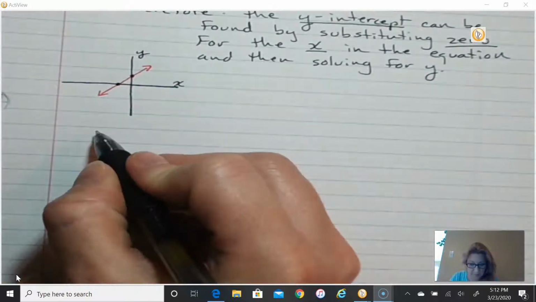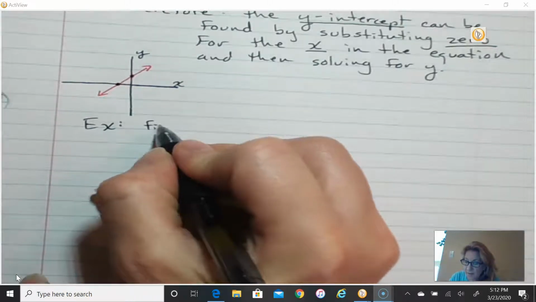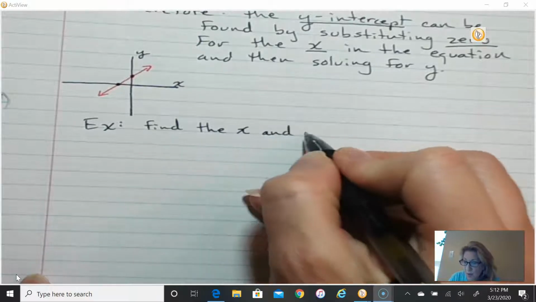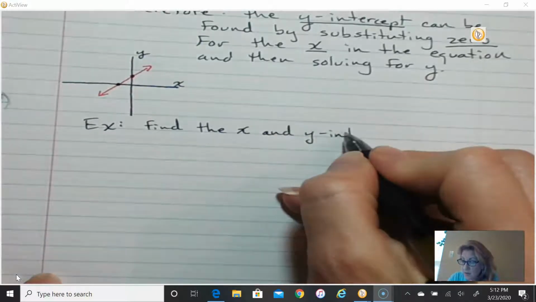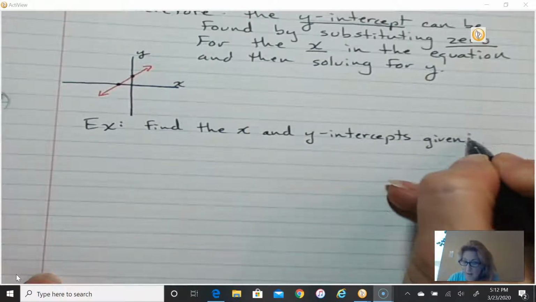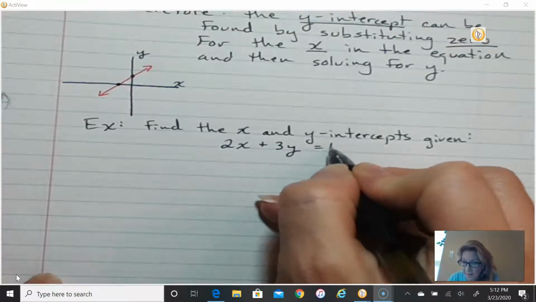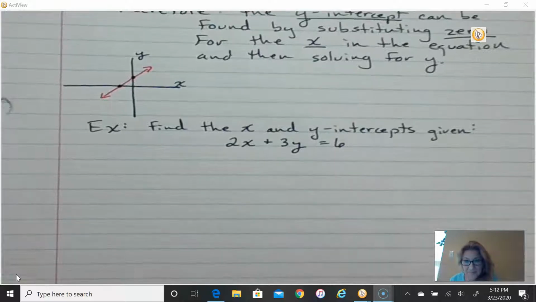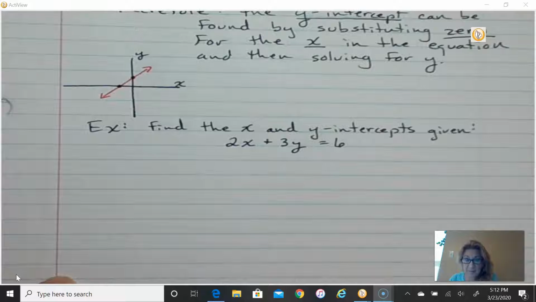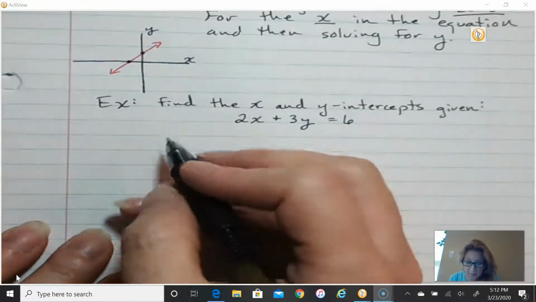For example, let's find the x and y intercepts given 2x plus 3y equals 6. Okay, so there's your equation. Okay, that is your equation. So we're going to try to find the y-intercept first.